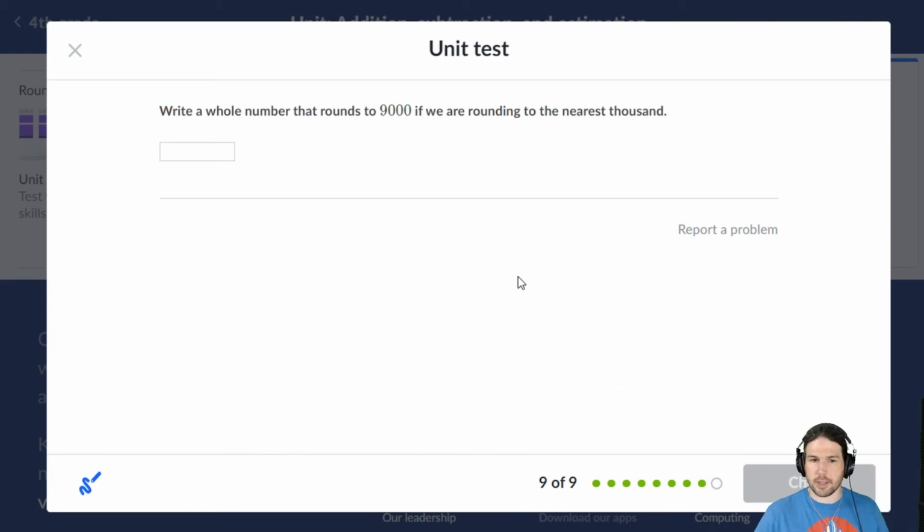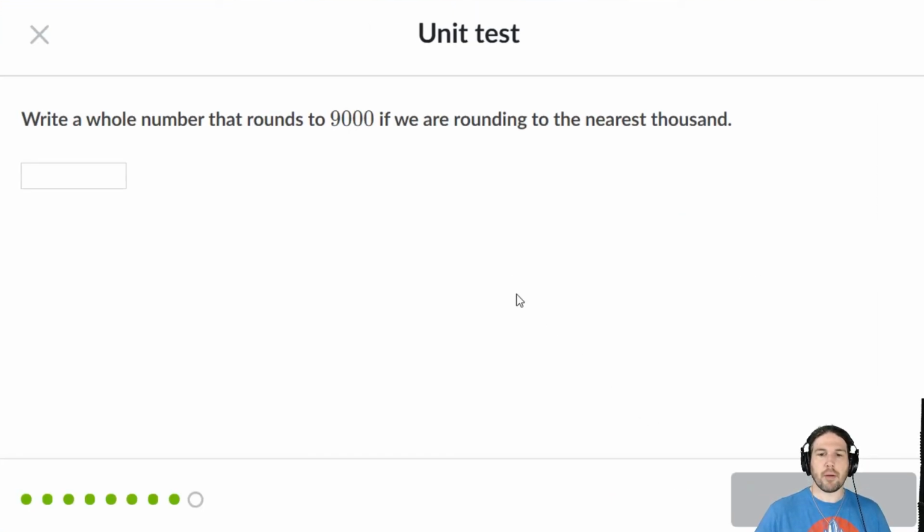Very, very close. Write a whole number that rounds to 9,000 if we are rounding to the nearest 1,000. There will be many correct answers to this. Ready, set, go.